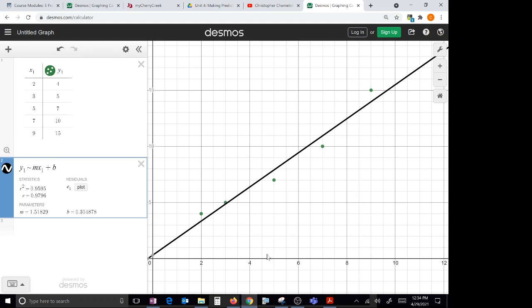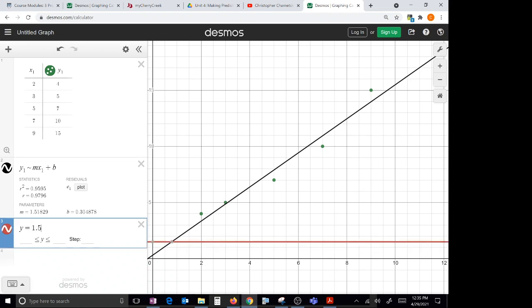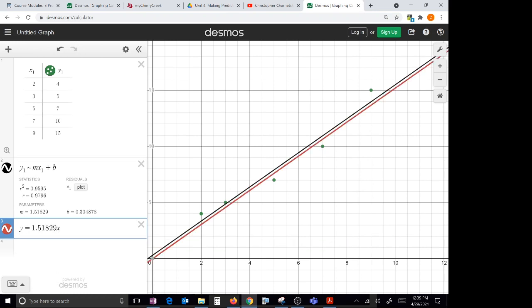And the equation for this line, we actually are told what the slope and the y-intercept is right here. Here's our m for our slope. Here's our y-intercept b. So my actual equation for that line, I could type it in: y would equal 1.51829x plus 0.304878. So that would be my line.